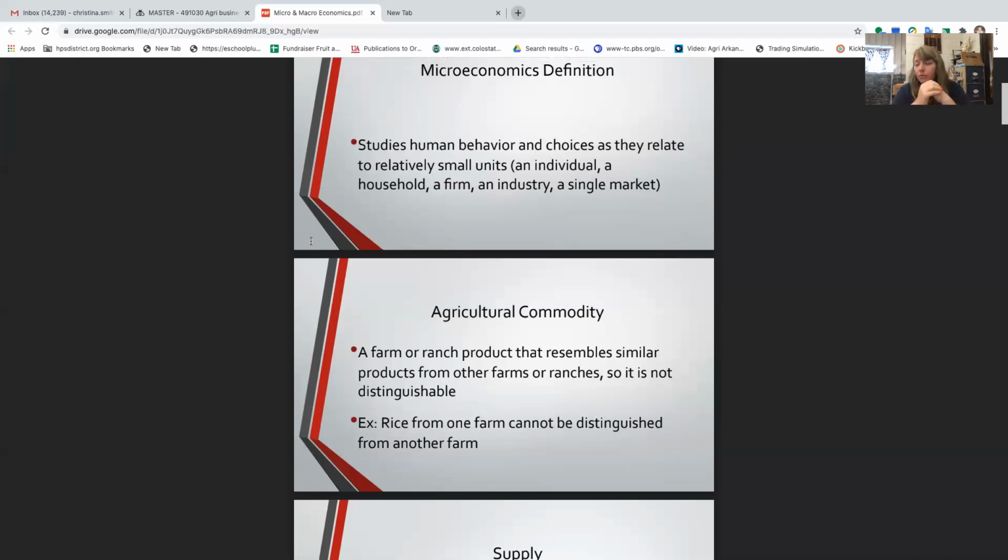Okay, so that is what a commodity is. That's what we are dealing with in most of this stuff. We're dealing with all the different types of things that we do. We're working with ag commodities.